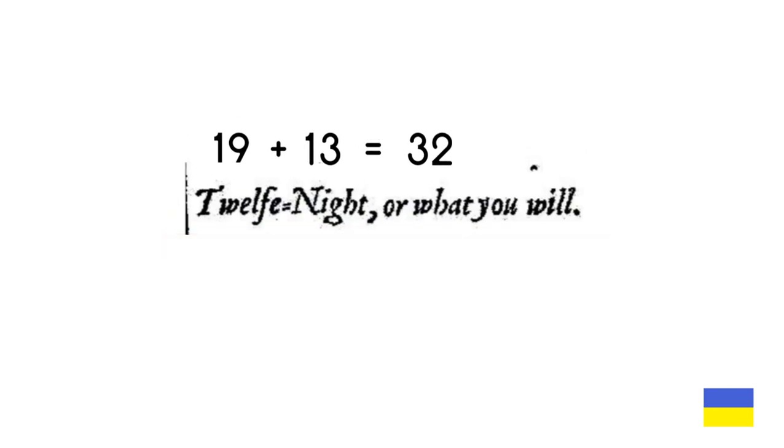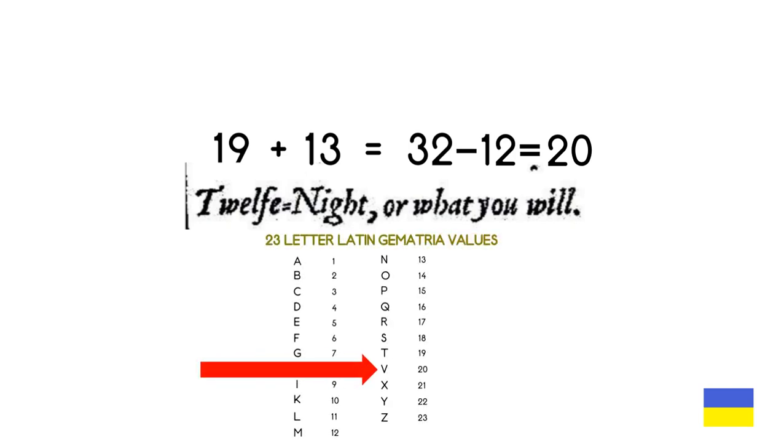19 plus 13 is 32. We also have the number 12 implied in the title. And following the principle that we subtract smaller sums from larger sums, as we saw in the easy peasy way to tell secrets, we subtract 12 from that number to get 20. The gematria equivalent to 20 is the letter V.